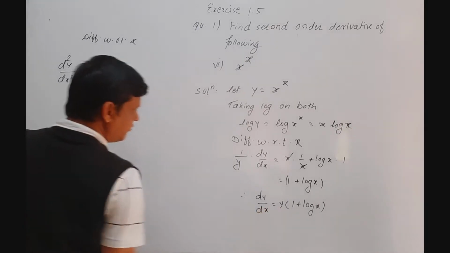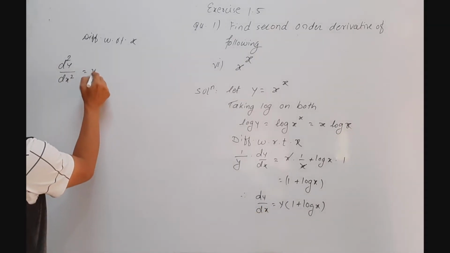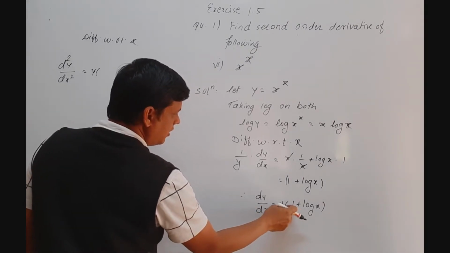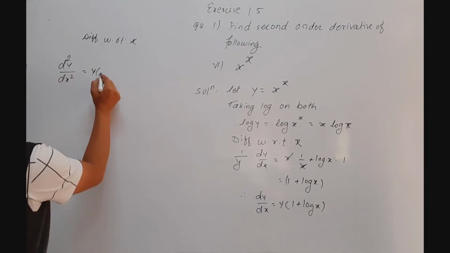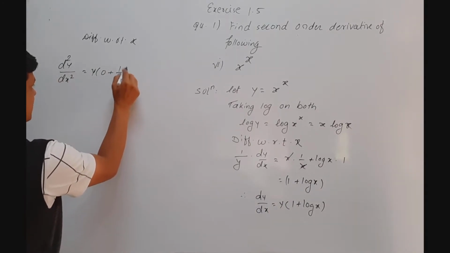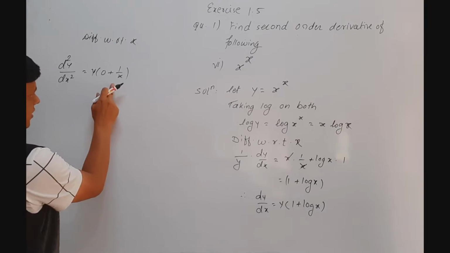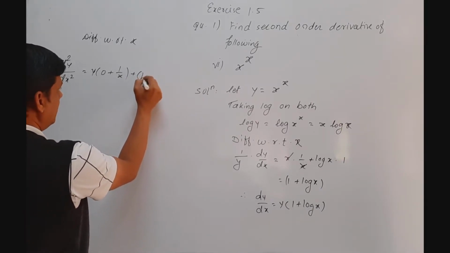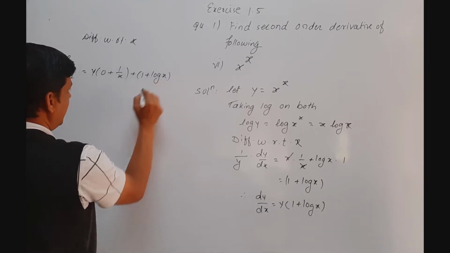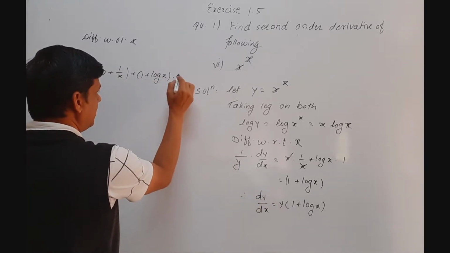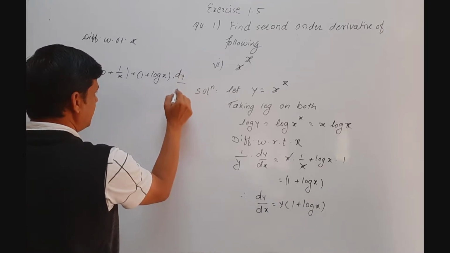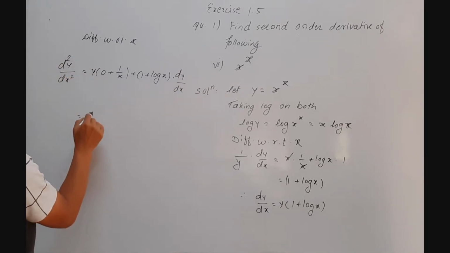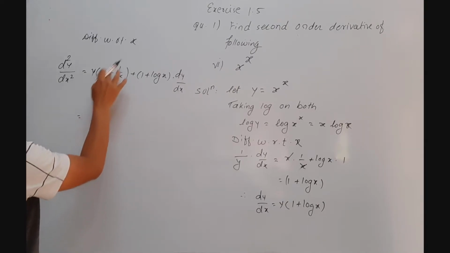and for the RHS we have to apply the product rule. First function into derivative of the second. So we write the derivative of 1 which is 0, the derivative of log x is 1 by x. So first function into derivative of second plus second function 1 plus log x into derivative of this y, that is the derivative of the first function. So we write dy by dx. So write this as 0 plus 1 by x as 1 by x.